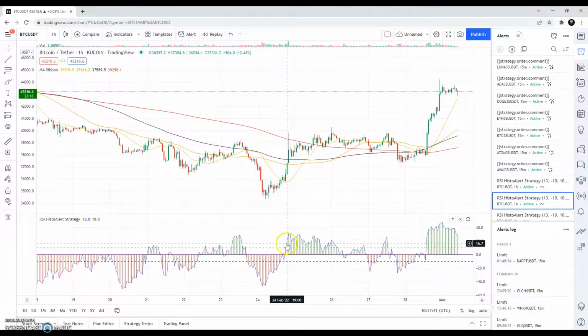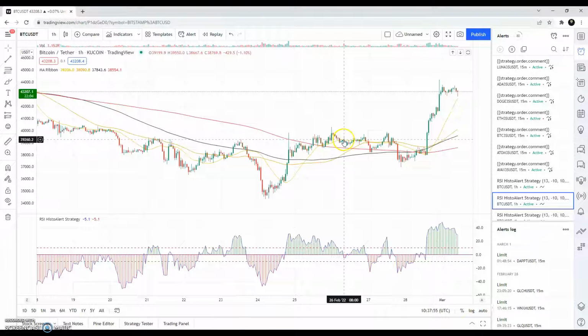We got the RSI histo breaking through 10, and we got it above the black line. So we're getting in here at about 38, 37.8, and then it's climbing, it's climbing, it's climbing, and then we get out at about 39.2. So we made 3 to 5% right here.